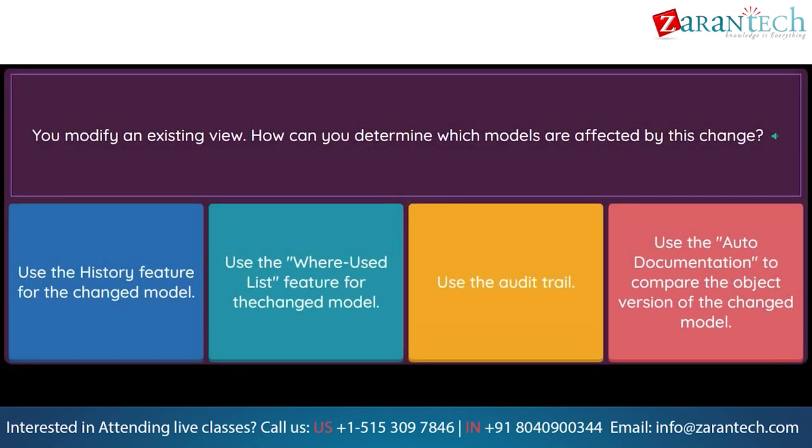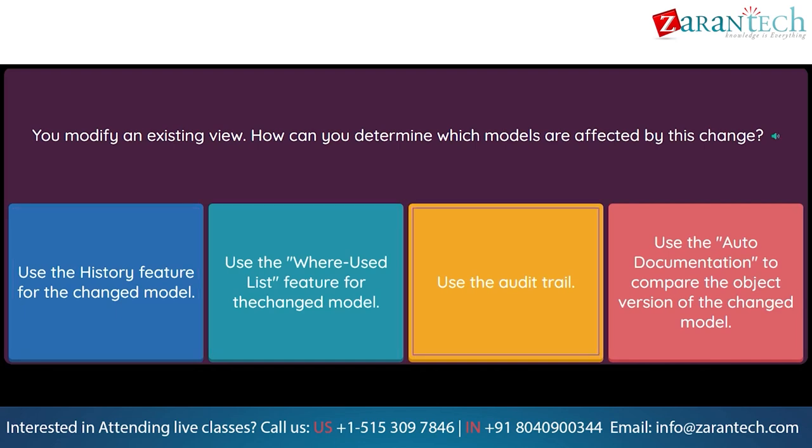Question, you modify an existing view. How can you determine which models are affected by this change? Option 1, use the history feature for the changed model. Option 2, use the where-used list feature for the changed model. Option 3, use the audit trail. Option 4, use the auto documentation to compare the object version of the changed model.